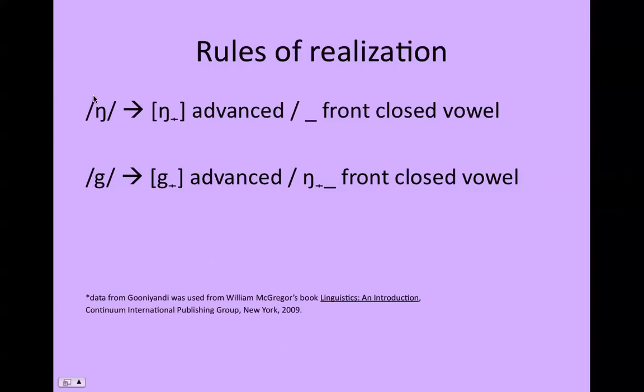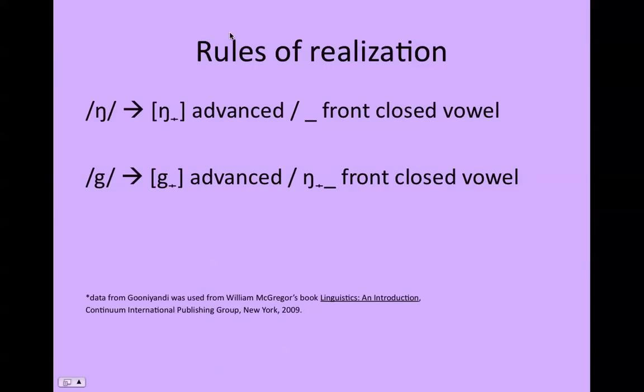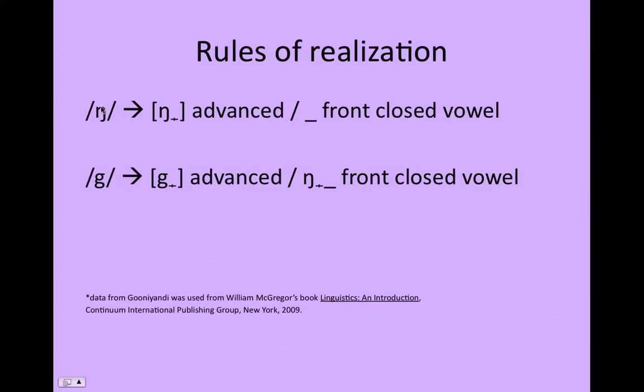Here I said that the velar nasal is realized as an advanced velar nasal when it is found before a front closed vowel. Here you have front vowels and closed vowels. The front closed vowels we have are E and A. So when the velar nasal is in front of a front closed vowel, it becomes advanced.